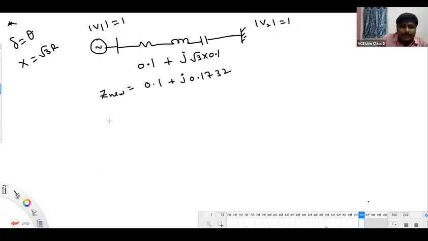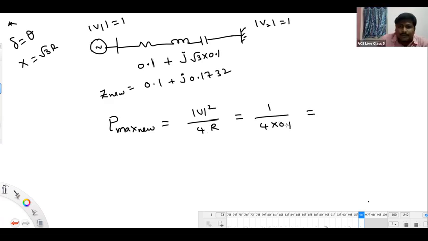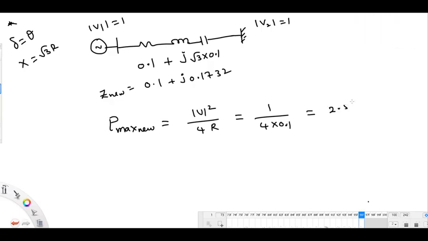What is the Pmax new value here after maintaining both conditions? Mod V square by 4R, right? V square means 1, 4R is 0.1 times 4, how much is this number? 2.5.